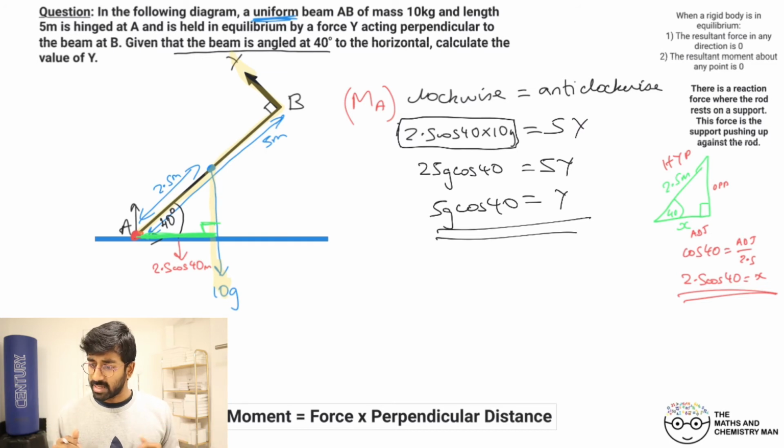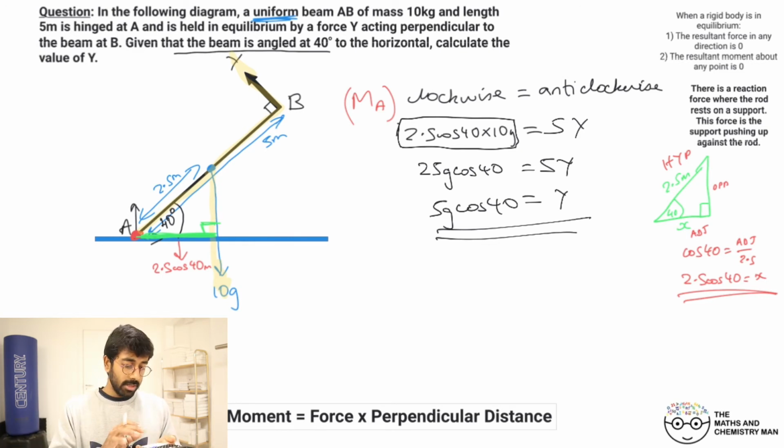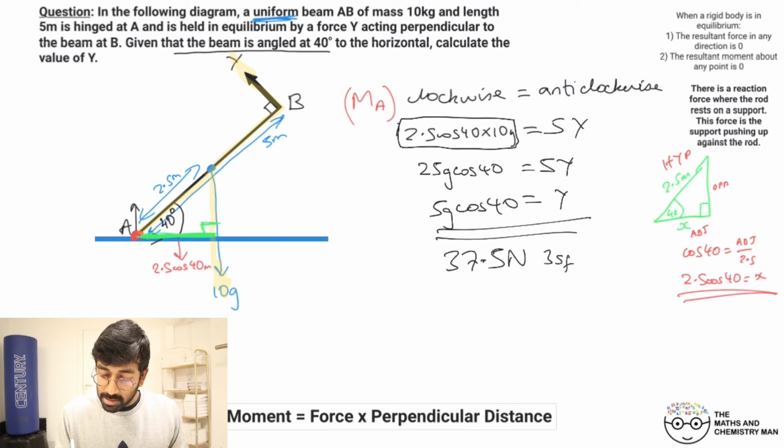So punch that in the calculator, see what you get. I think I've worked it out somewhere. No, maybe I haven't. Okay, let me type it in real quickly. Bear with me. 5 times 9.8 cos 40. And that should come out as 37.5 newtons to 3 significant figures.